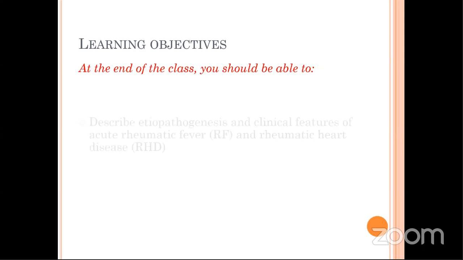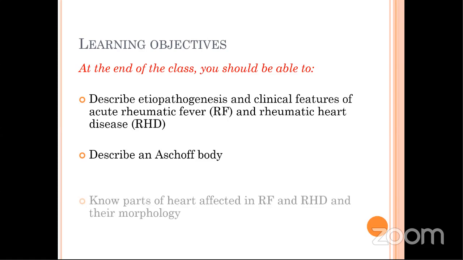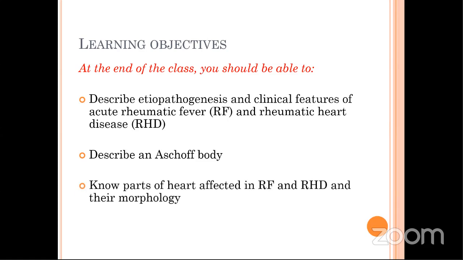So what would be the learning objectives for today's class? At the end of the class, you should be able to describe the pathogenesis and clinical features of acute rheumatic fever and rheumatic heart disease. You should be able to describe an Aschoff body from the pathological point of view, know the parts of the heart affected in rheumatic fever and rheumatic heart disease, and also know their respective morphologies, and also learn about the long-term consequences of rheumatic heart disease.